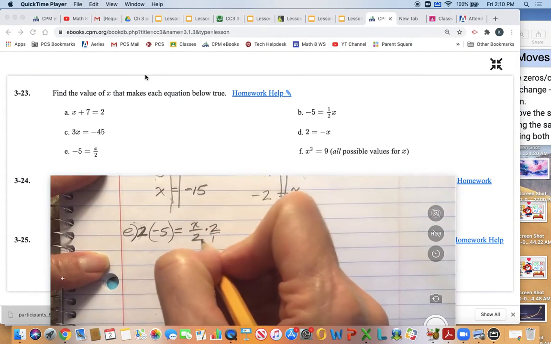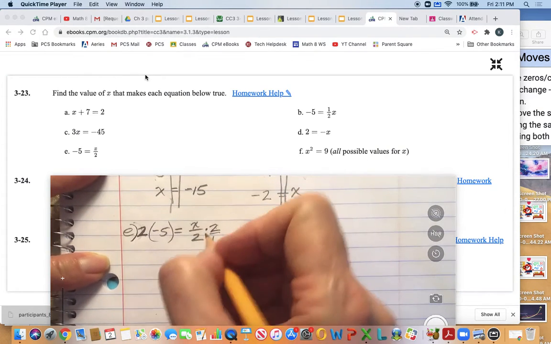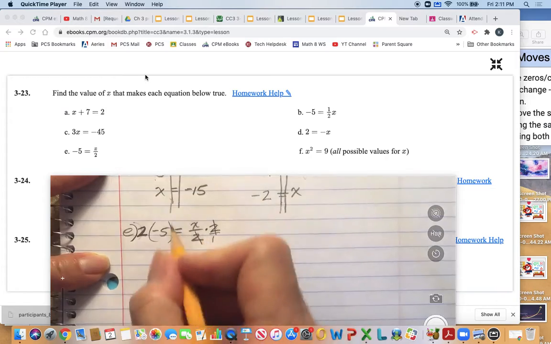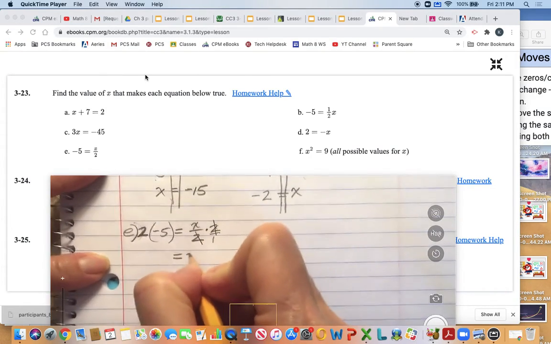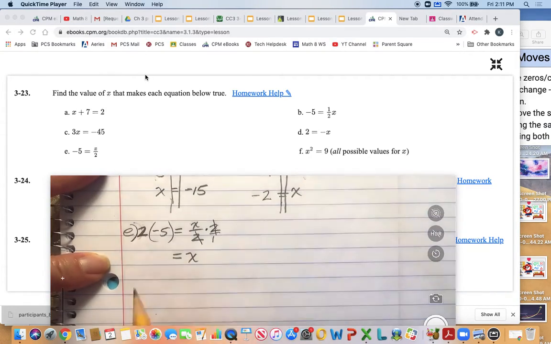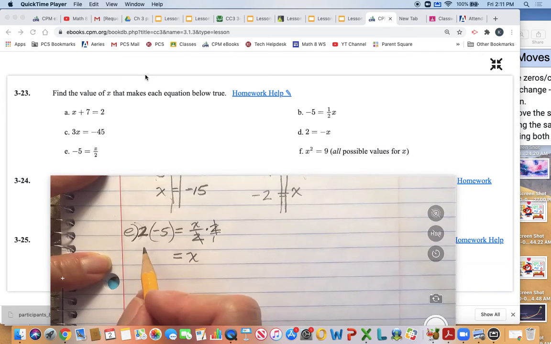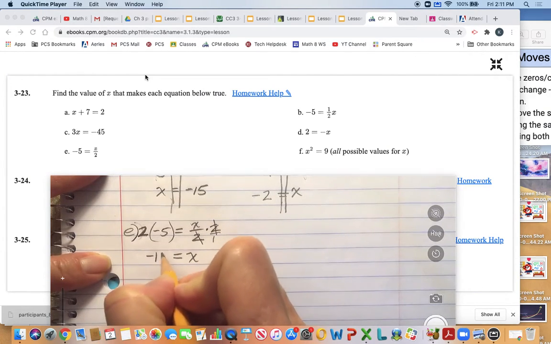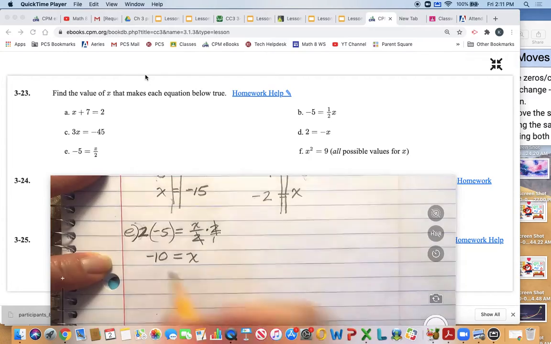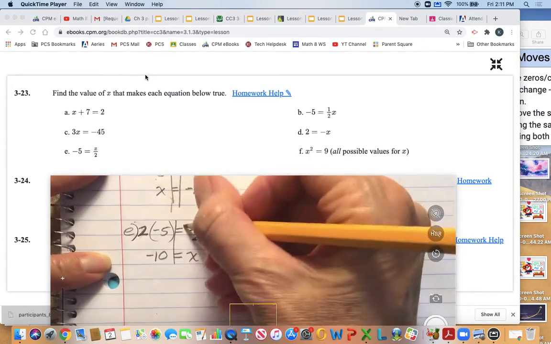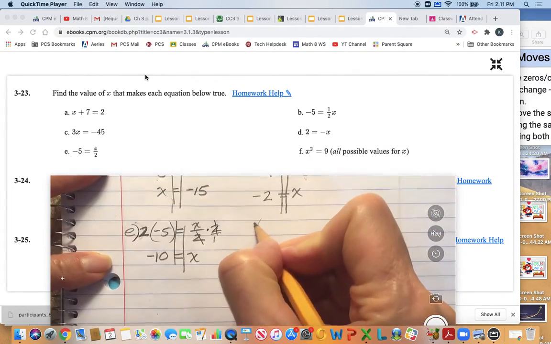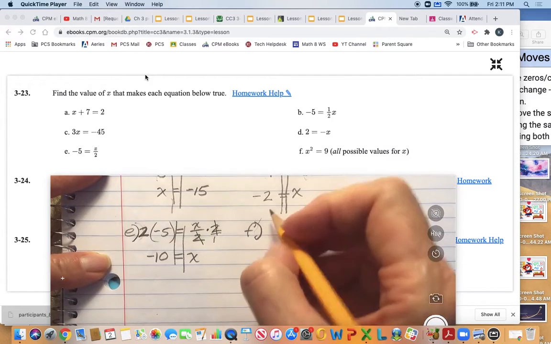Okay, so 2 over 1 times x over 2, we can cancel out the 2's, and all we have left is the x. And then on this side, it's 2 times negative 5, which we know is negative 10. So that's the answer to that. And then F is our next one.